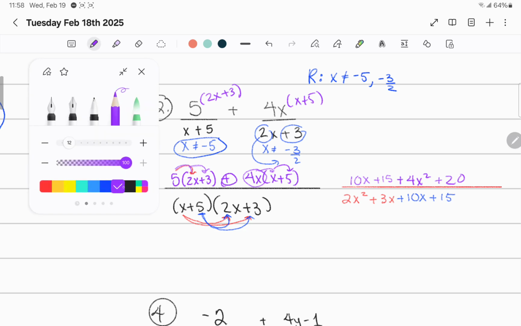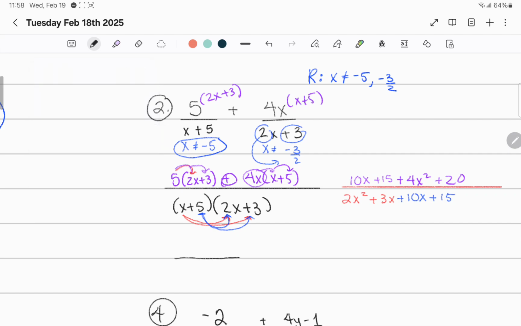The last step is to simplify everything by combining like terms. So let's rewrite this one more time. The bottom, only the middle parts add up because nothing else has an x squared. So this would be 2x squared. 3 plus 10 is 13x. And then positive 15, since there's no other whole numbers without x's.